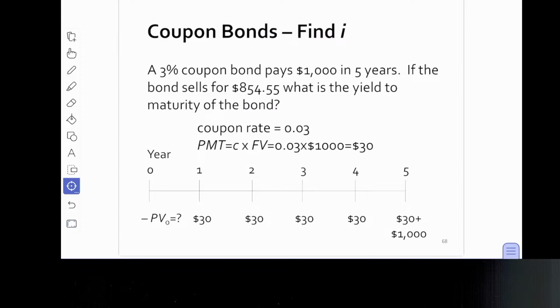So in this case, we have a different set of information. I actually have the price, all right? And the 3% tells me, so that's always going to help figure out the payment. So 3% times 1,000. This is the formula you have to remember or use. You can add it to your formula sheet if you want to print that out and use it. So this is the pattern of cash flows, and we want to figure out the rate.